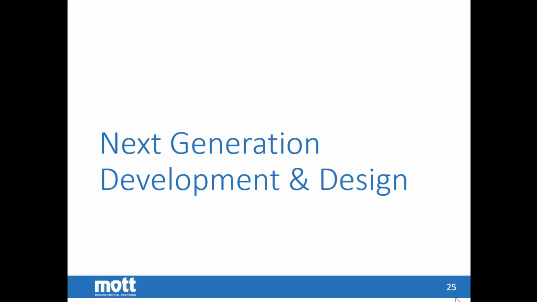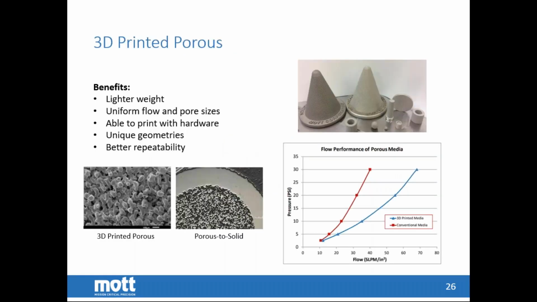Okay, and next topic we want to cover is next generation design and development. So Al, you know a little bit about 3D printed porous. Do you want to take the audience through this capability? Sure, Dan. 3D printed porous gives us the ability to print porous in a manner that is non-traditional, without using traditional pressing methods. So it takes away the limitations of the shape you're trying to create by pressing something. By doing that, you can come up with a shape that's only governed by your imagination.